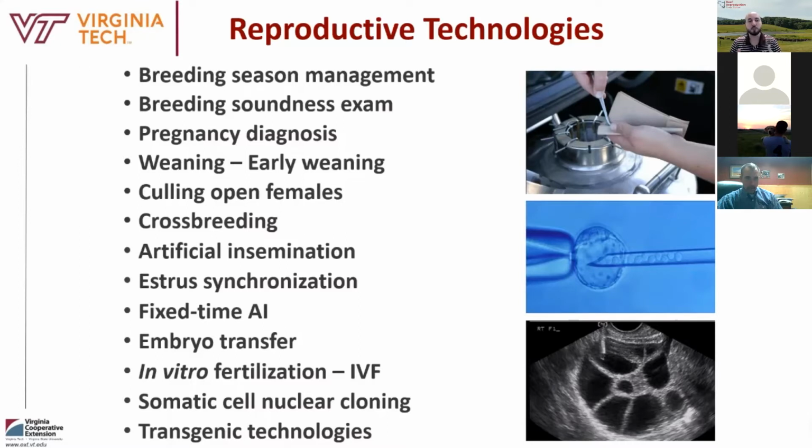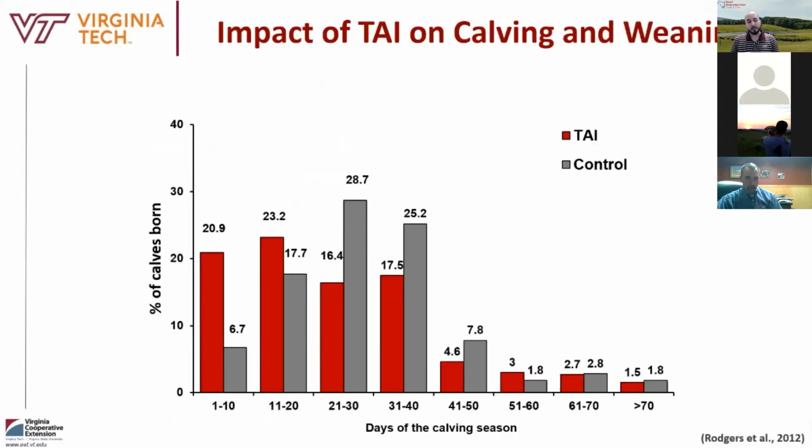So there's a lot of tools available on the reproductive technology toolbox to help producers achieve reproductive efficiency. And again, we talk a lot about AI and fixed time AI, because we know that those are probably the most powerful tools that we have to make sure the cows become pregnant early, right? And then will calve early, right?